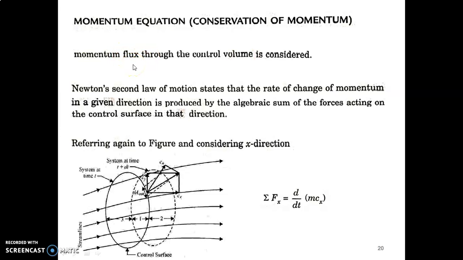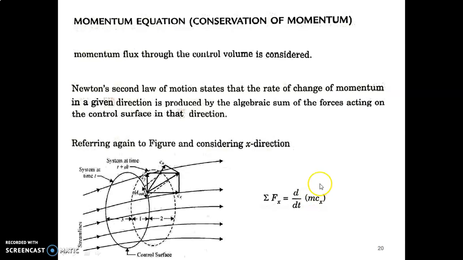For that purpose we have considered the system and control volume approach. So basically what we have done is to find the momentum flux through the control volume that was considered, and using Newton's second law of motion we started with an expression like this: sigma Fx is equal to d by dt of m Cx, which, as per Newton's second law of motion, says that the total force in the x direction will be equal to the rate of change of momentum in that particular direction. So we have taken the direction as the x direction.